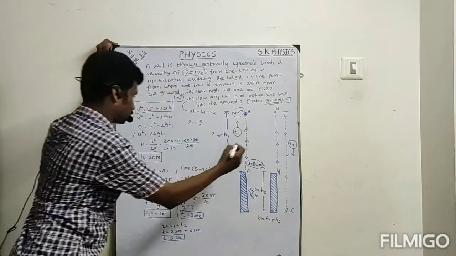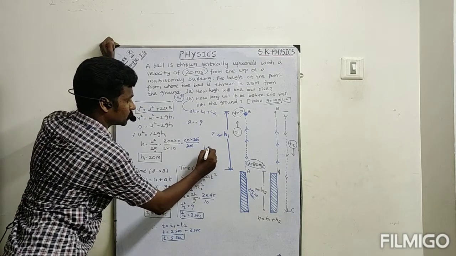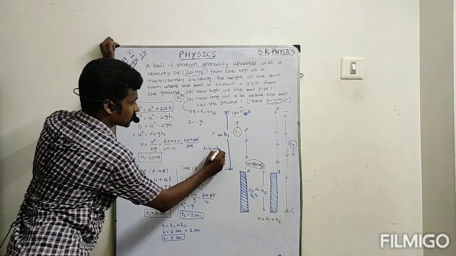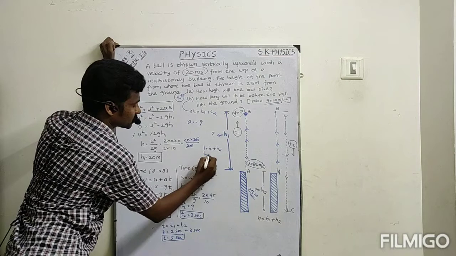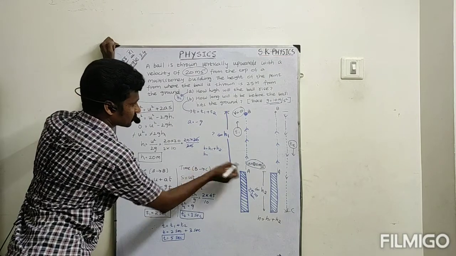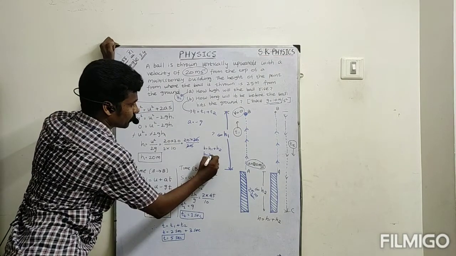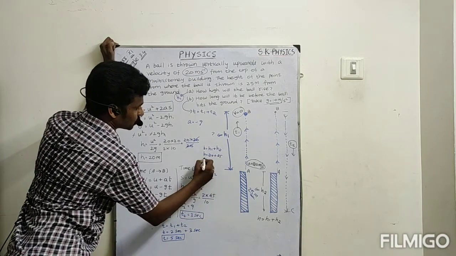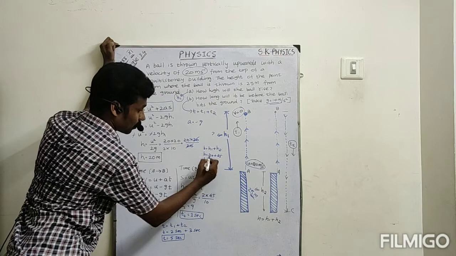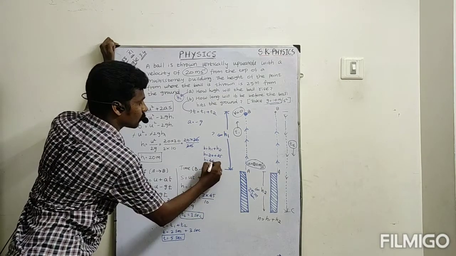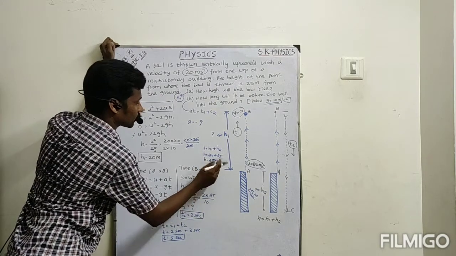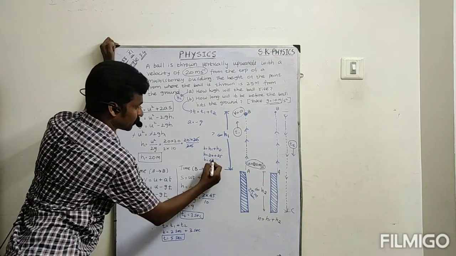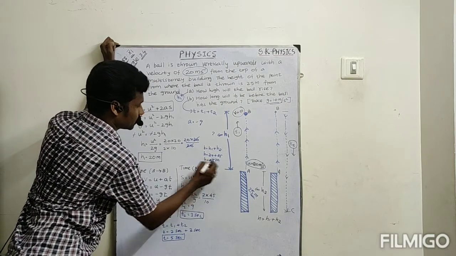I'll write here h is equal to h1 plus h2. So h is equal to h1, that is 20 meter, plus the height of the building already given, that is 25. So the total height of the ball from the ground is 45 meter. For reference I write here.